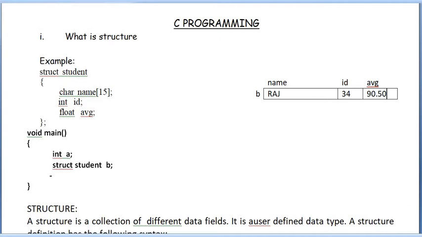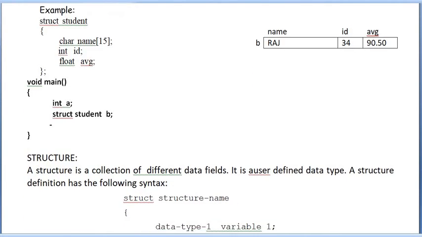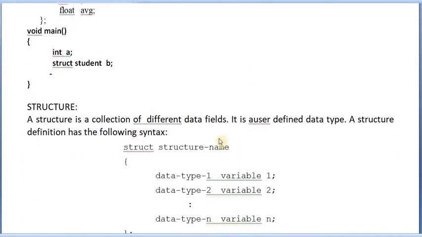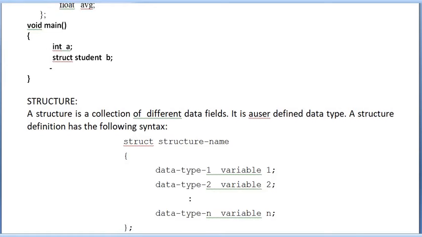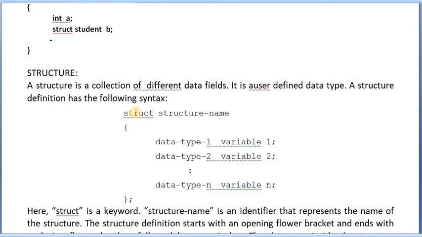Here in the notes also: a structure is a collection of different data fields. It is a user defined data type. A structure definition has the following syntax. First we have to write struct, then the structure name and variable declarations, variable 1, variable 2. These are all the structure members.